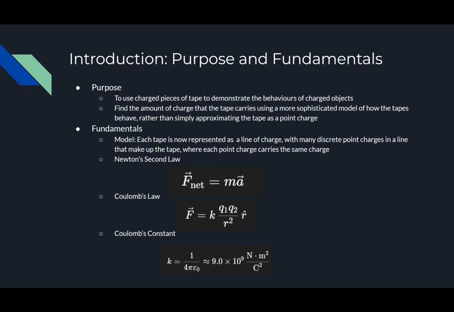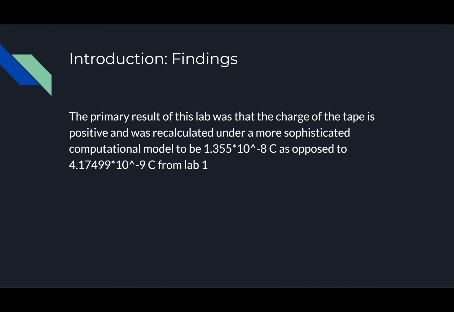We're also still using Newton's second law, Coulomb's law, and the Coulomb constant in order to find the forces acting on these tapes, similar to as we did in Lab 1. The main finding of this lab was that using our new model, the charge was 1.355 times 10 to the negative 8 coulombs rather than 4.174 times 10 to the negative 9 coulombs.